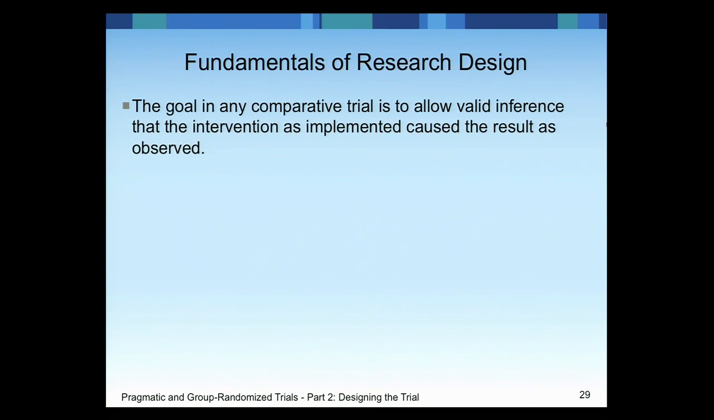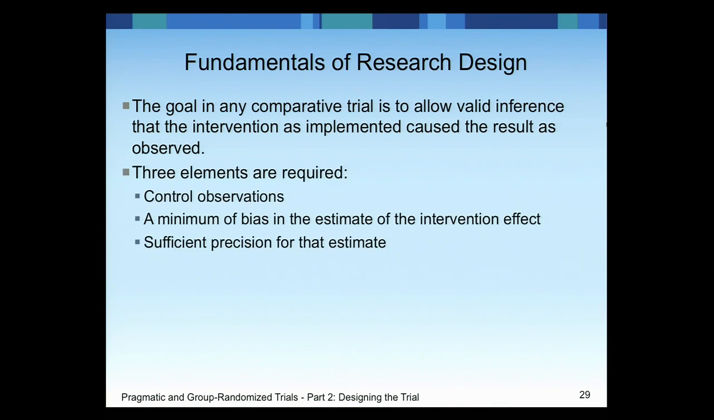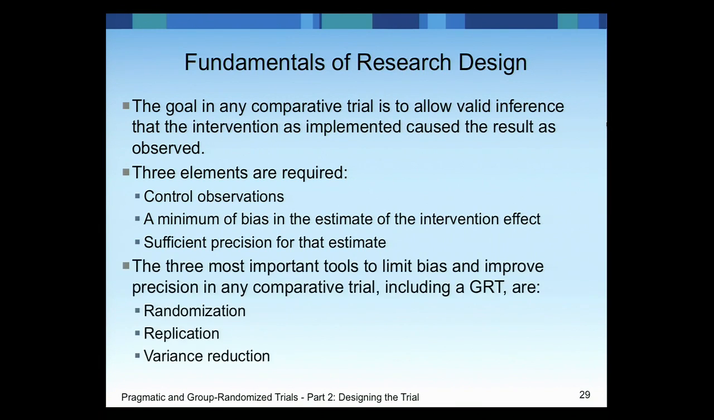Let's talk a little bit about the fundamentals of research design. The goal in any comparative trial is to have a valid inference that the intervention as you delivered it caused the result as you have measured it. And we need at least these three elements. We need control observations. We need to have as little bias in the estimate of the intervention effect as possible. And we need to have enough precision for that estimate to have adequate power to detect an effect.